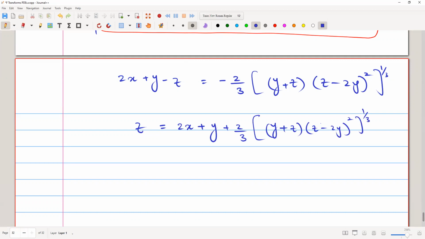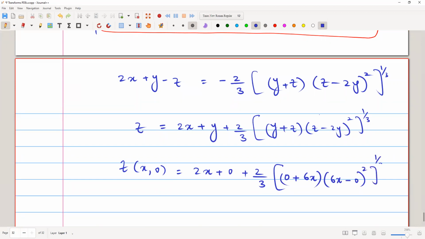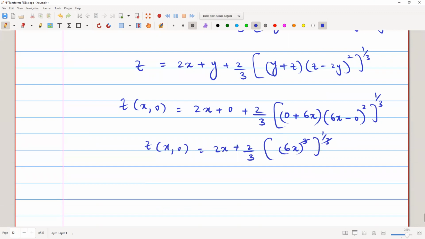And we can verify the condition and the equation as well. I'm just verifying the condition here. So z of x comma 0 is 2x plus 0 plus 2 over 3 times (0 plus 6x) times (6x minus 0) squared, power 1 over 3. That is 2x plus 2 over 3 times 6x times 6x squared, which is 6x cubed. The power 1 over 3 cancels with the cube, and 3 times 2 is 6, so z of x comma 0 equals 2x plus 4x, that is 6x.